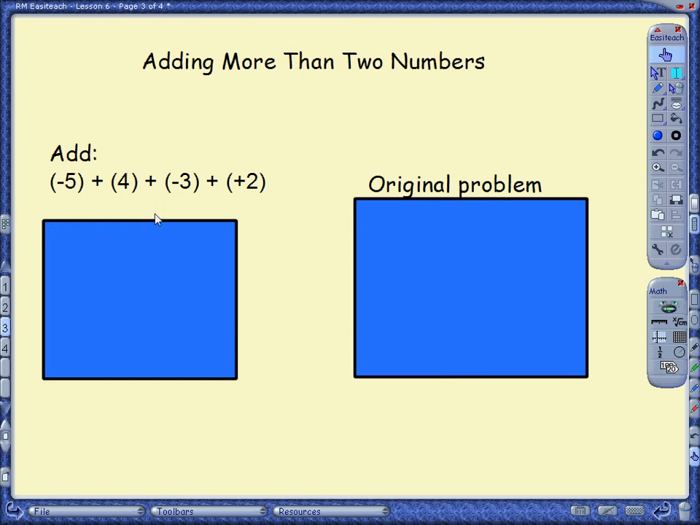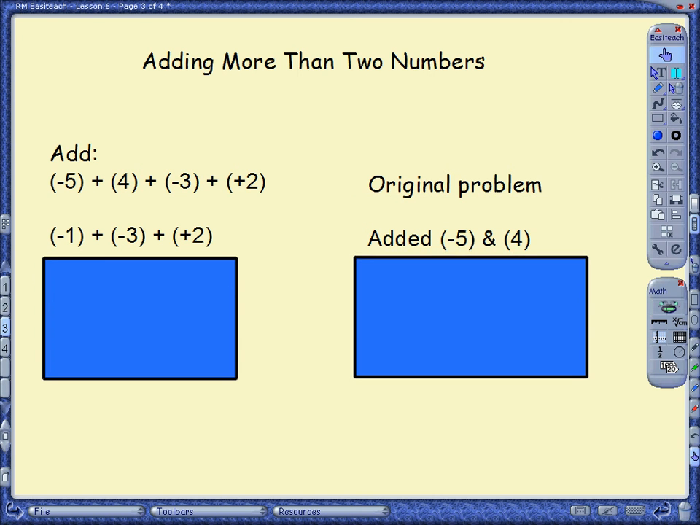Okay, this is a little hard. I'll use my mouse for this. Okay, that will work better. I added negative 5 plus 4. The absolute value of negative 5 is positive 5. 4 is positive. Since these two numbers have different signs, I subtract. 5 minus 4 gives me 1. The number whose absolute value was greater was the 5, so it's a negative 1.